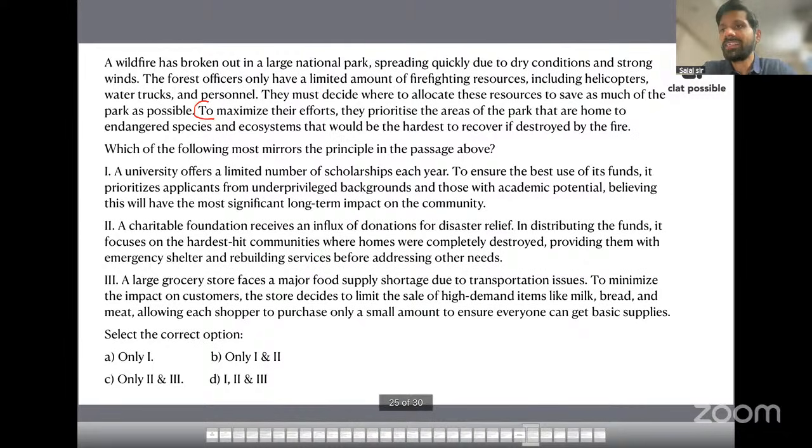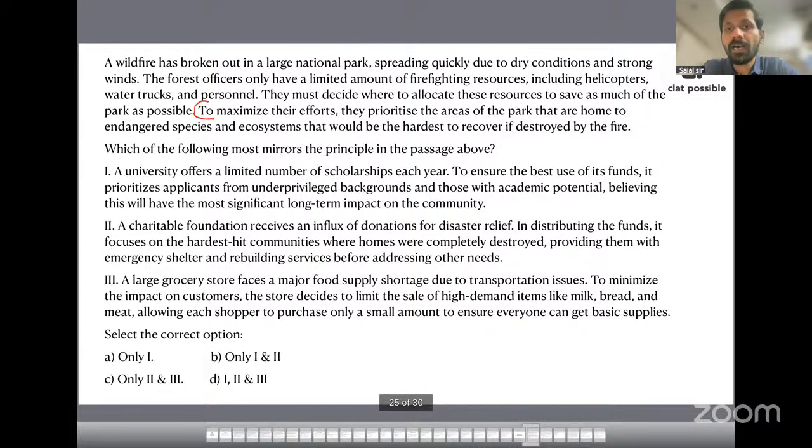So the principle here is that in the time of crisis, you are maximizing your efforts by prioritizing those who need the maximum attention at that moment in time. So, for example, in this park, they prioritize efforts towards endangered species and ecosystems, right? Now, which of the following most mirrors the principle in the passage above?